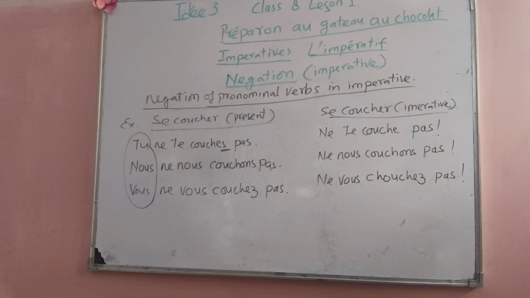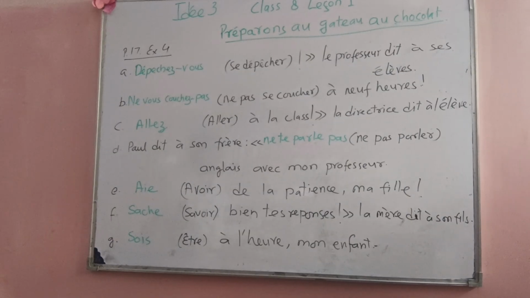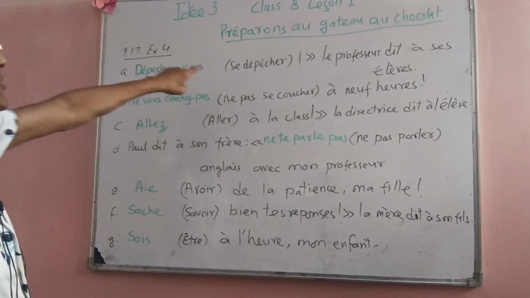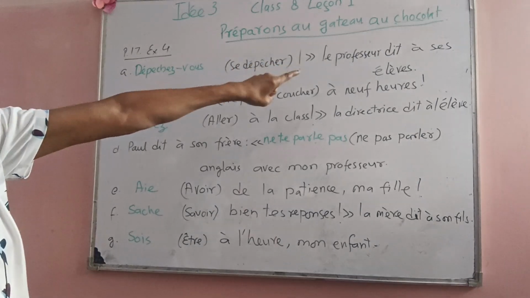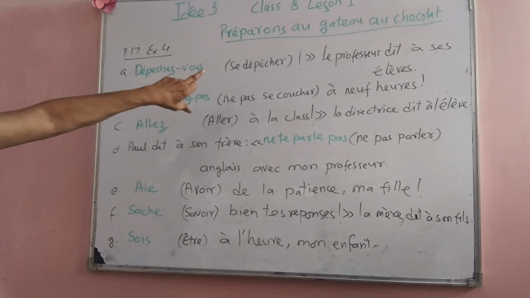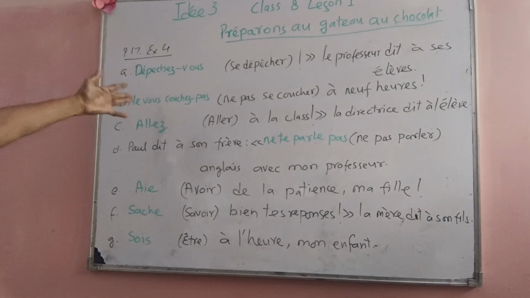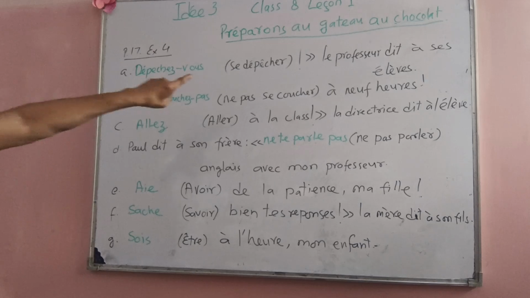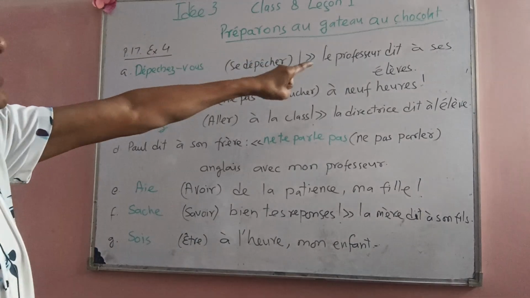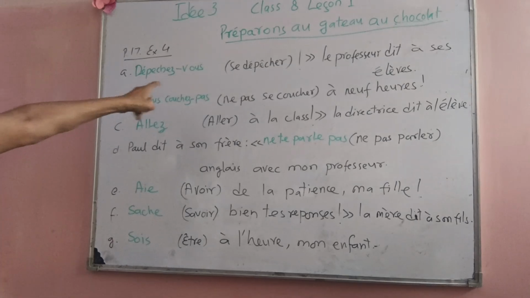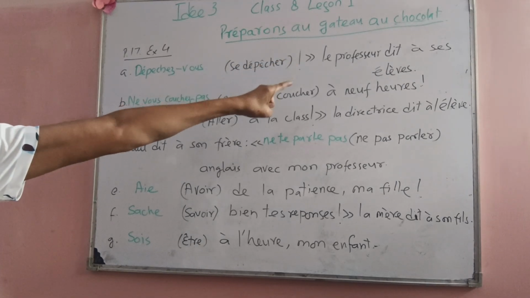In plural form. So it is here. Now this is the exercise for imperative verbs, page number 17, exercise number 4. A. Dépêche, se dépêcher. La professeur dit à ses élèves. You have to put them in the pronominal form, in the imperative form of the pronominal verb. Dépêchez-vous. Se dépêcher becomes dépêchez-vous. La professeur dit à ses élèves. Hurry up, the teacher says to his students.